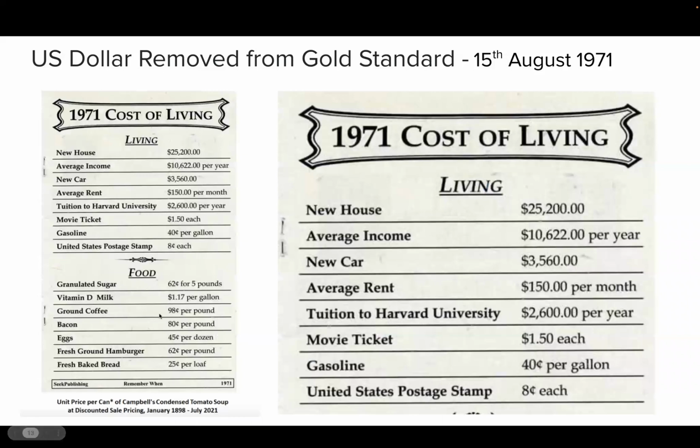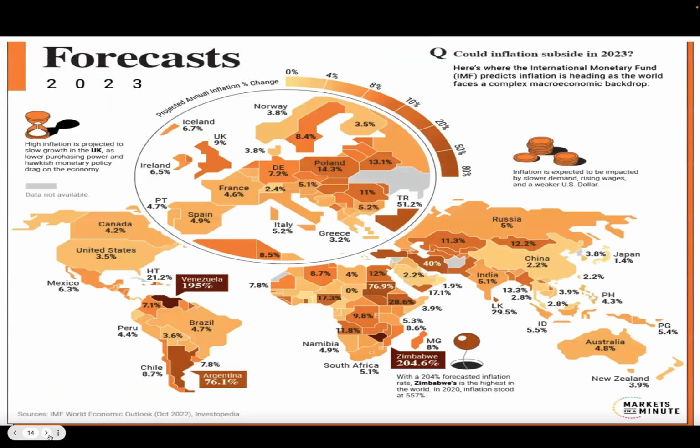And just for fun, if we were to go back to 1971, a new house average cost in the US was $25,000. You could buy a new car for $3,560, and the average rent was $150 per month. Gasoline was 40 cents a gallon, and a stamp was only 8 cents. So it really had a big impact.